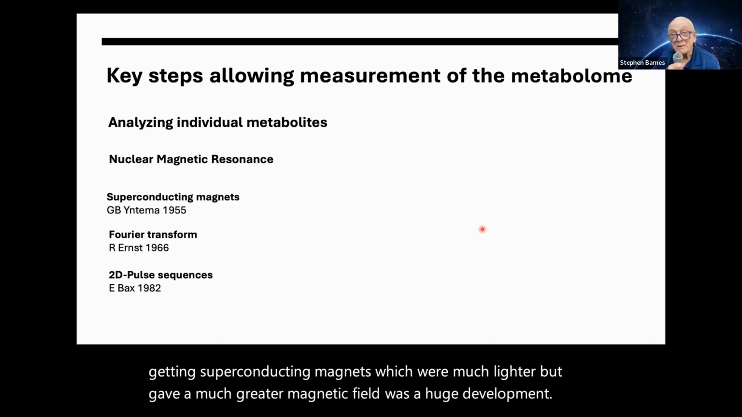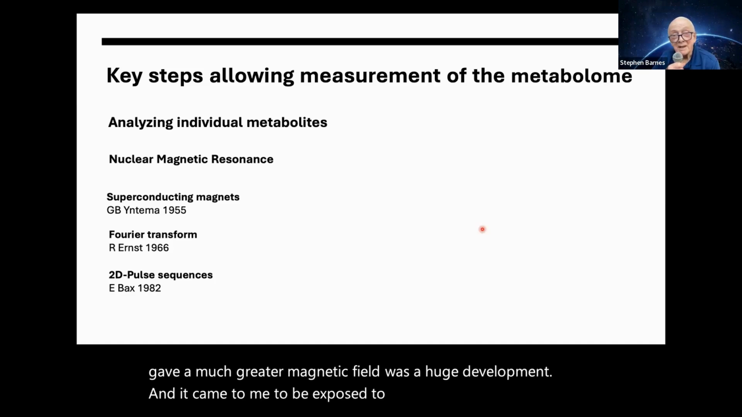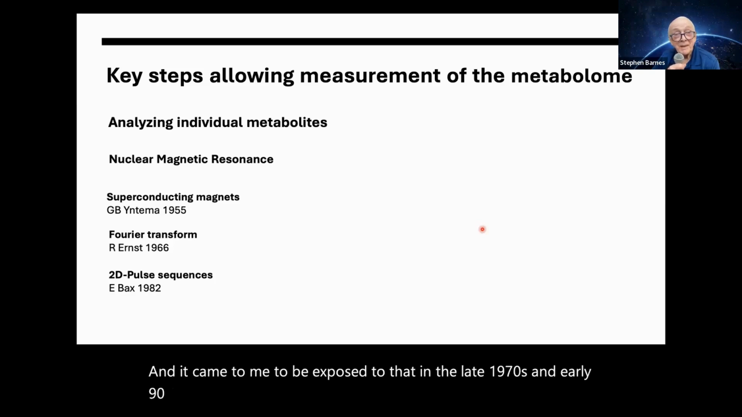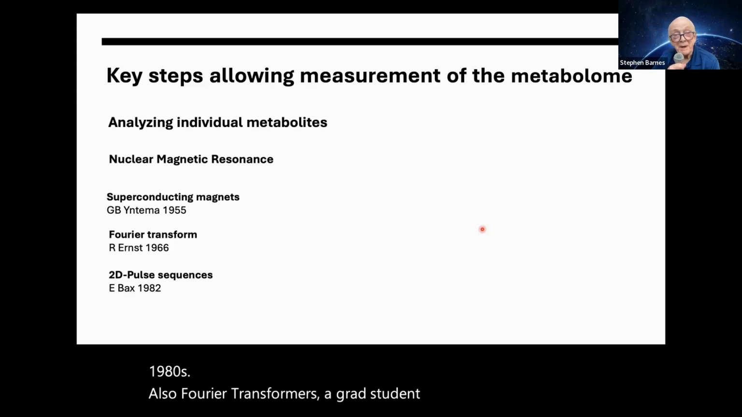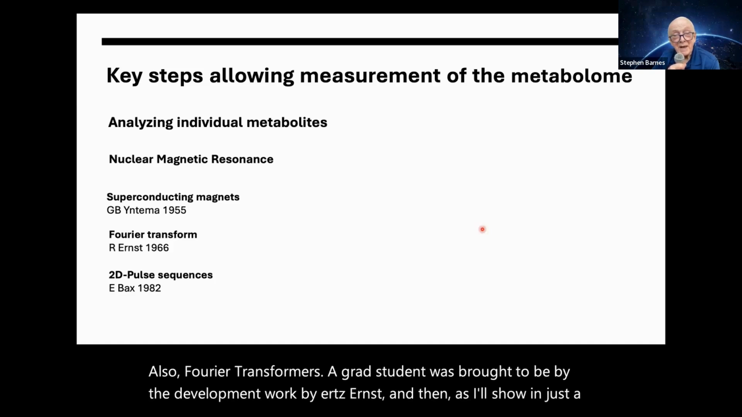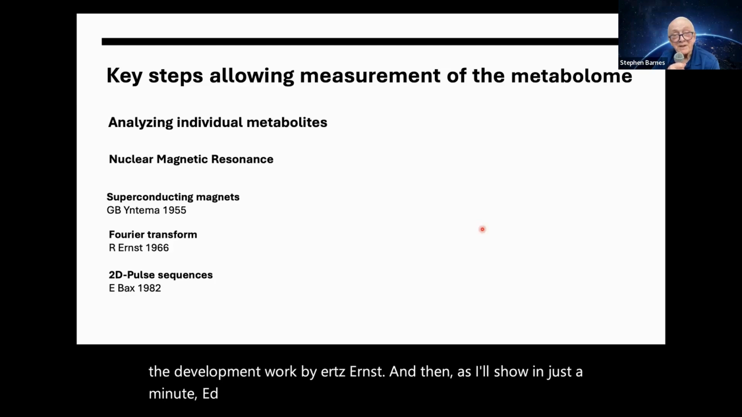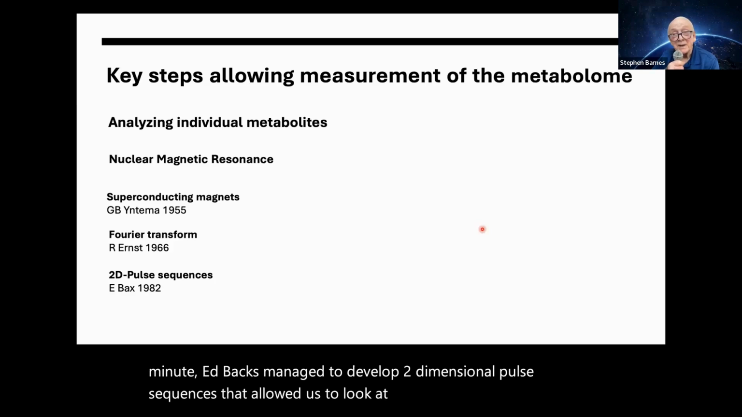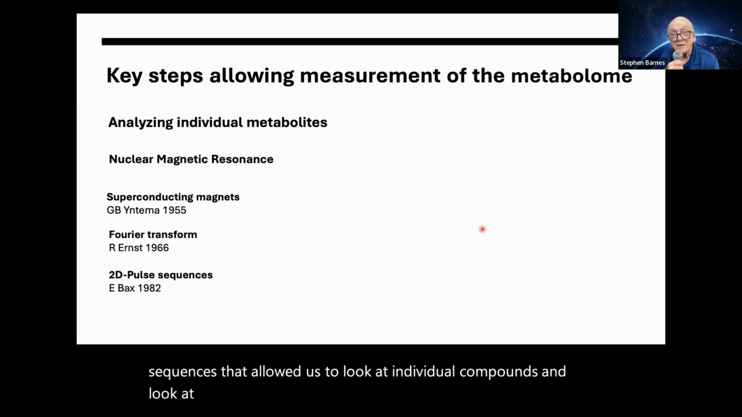And it came to me to be exposed to that in the late 1970s and early 1980s. Also, Fourier transform, as a grad student, was brought to me by the development work by Ernst. And then, as I'll show in just a minute, Ed Bax managed to develop two-dimensional pulse sequences that allowed us to look at individual compounds and look at their NMR spectrum much more quickly than hitherto.